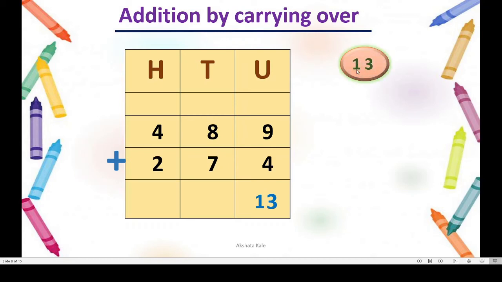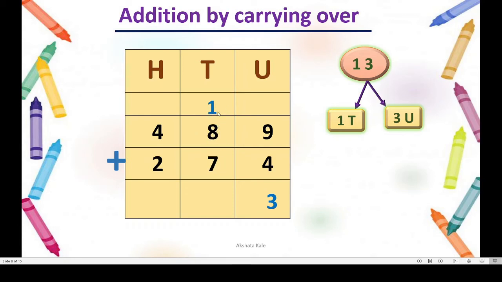And see here, 13 means 2 digits are there. Isn't it? Here 2 digits, 3 units, you know this, and 1 ten. So we will keep this 3 in the unit place and we will move this to tens place because it is 1 ten. Isn't it? Now we will add these 3 numbers.